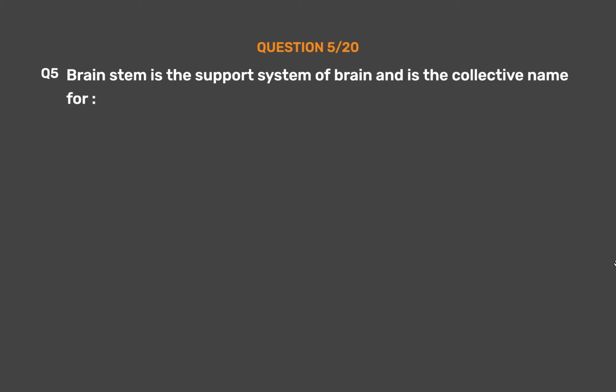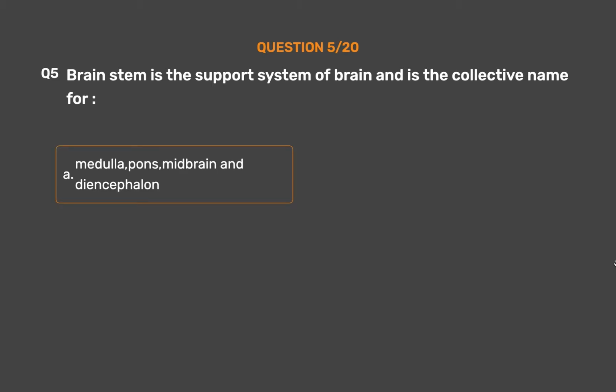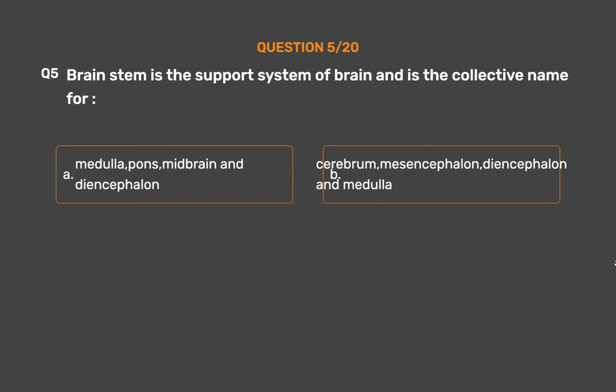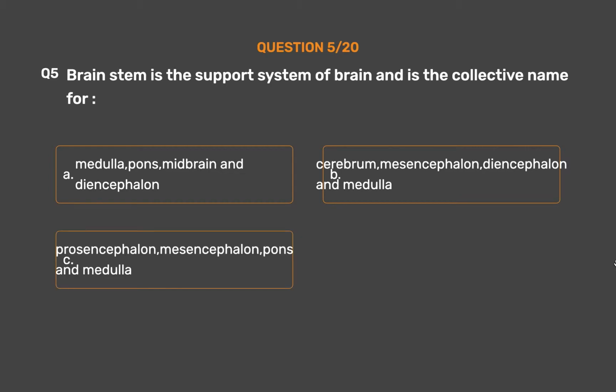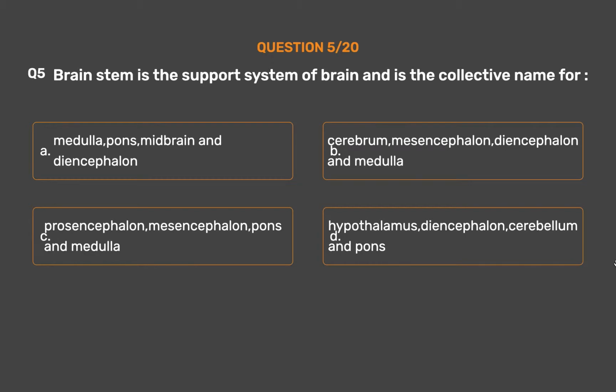Question number 5. Brainstem is the support system of brain and is the collective name for Option A. Medulla, pons, midbrain and diencephalon. Option B. Cerebrum, mesencephalon, diencephalon and medulla. Option C. Prosencephalon, mesencephalon, pons and medulla. Option D. Hypothalamus, diencephalon, cerebellum and pons.